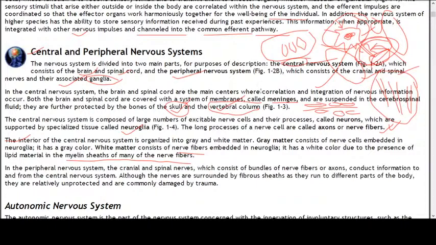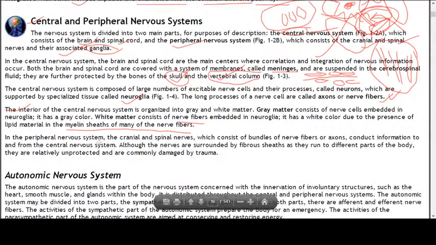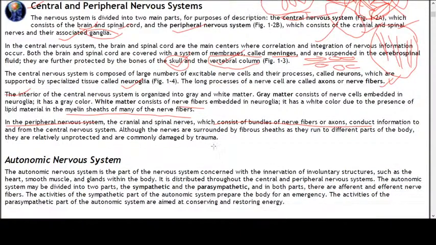So let's look at the peripheral nervous system. The cranial and spinal nerves consist of bundles of nerve fibers, which conduct information. Although the nerves are surrounded by fibrous sheaths, in different parts of the body they are relatively unprotected and commonly damaged by trauma.